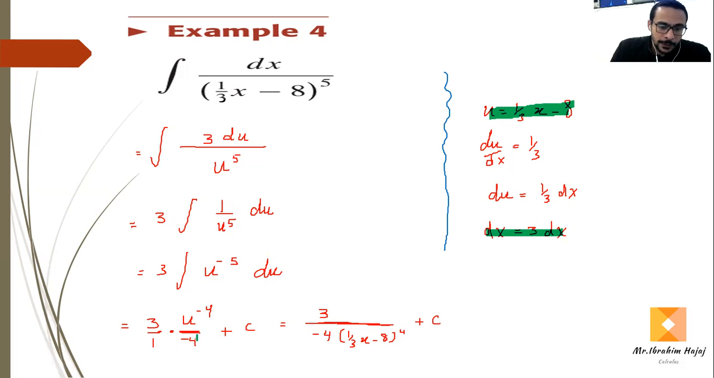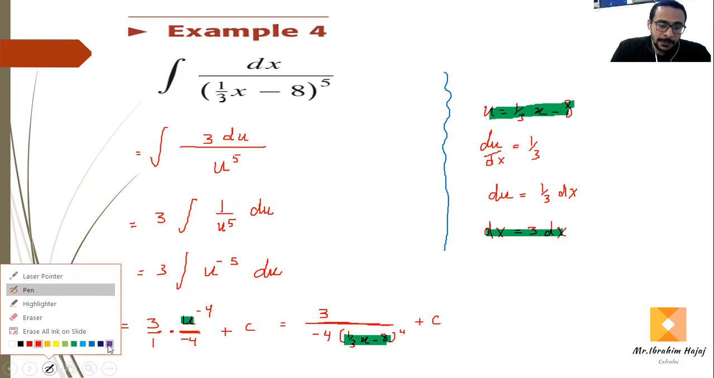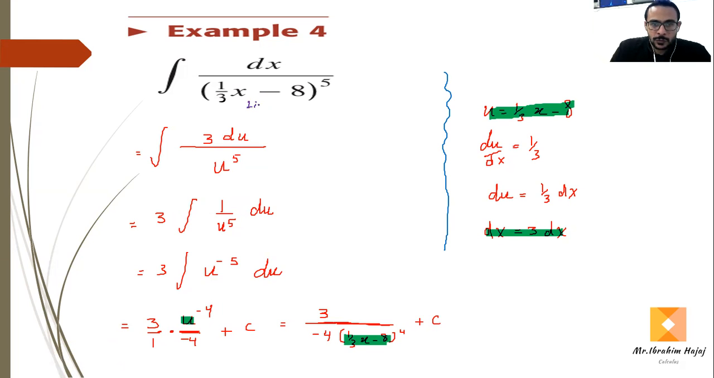Thank you. So the u here, we returned it again, guys: 1 over 3x minus 8, and we put it in the denominator because it was a negative power. Actually, from the beginning I could have worked it normally because it's linear inside the parentheses, 1 over 3x minus 8 is a linear function. So you can do it quickly.